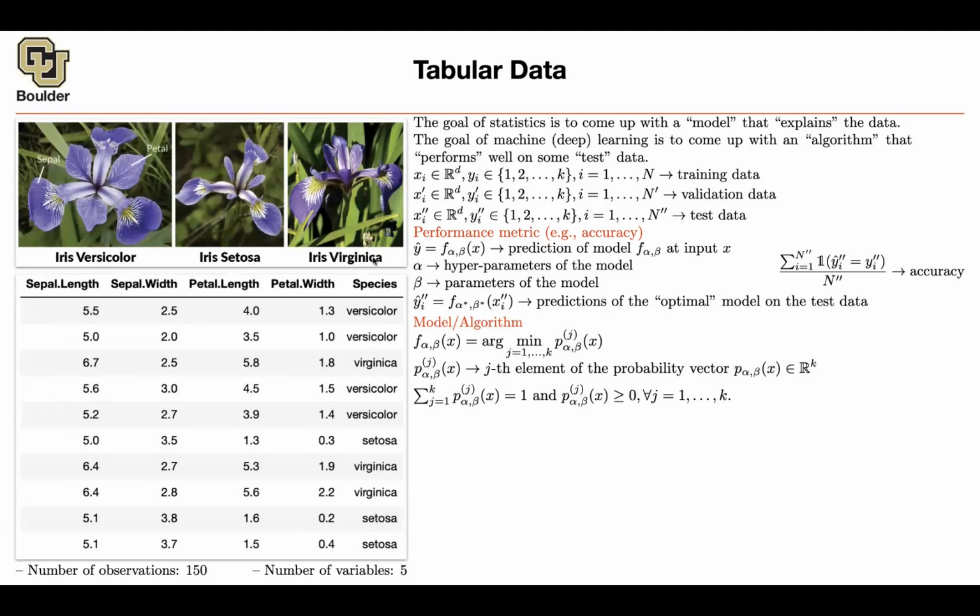This is class 1. This is class 2. That's class 3. What you're doing now with this P of alpha, beta, which is going to be a vector, you're outputting a vector that has 3 dimensions. Maybe it is 90% sure that your class is a versicolor. It is 10% sure that it's a setosa, and it's 0% certain that that's going to be a virginica. With this argmax, you're picking out the maximum for your prediction, and that's going to be class 1.